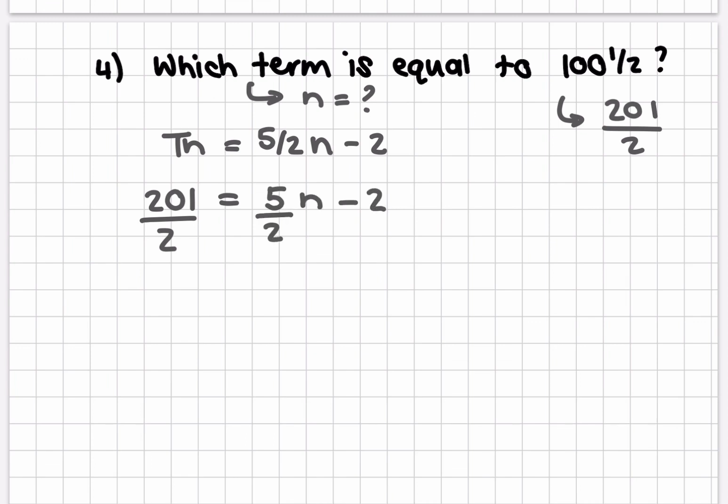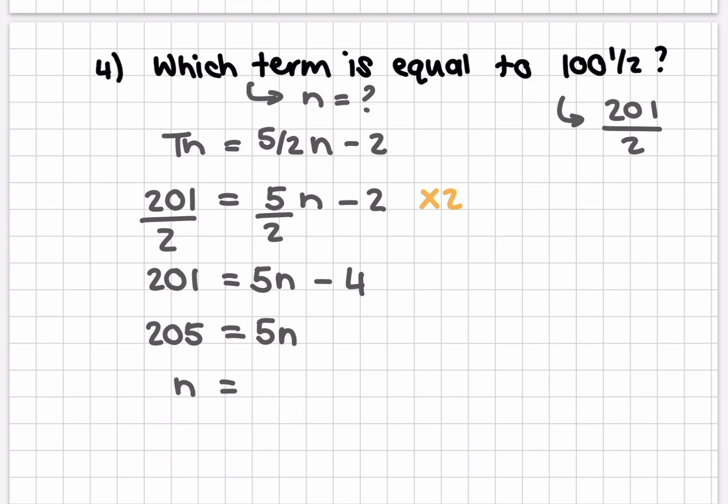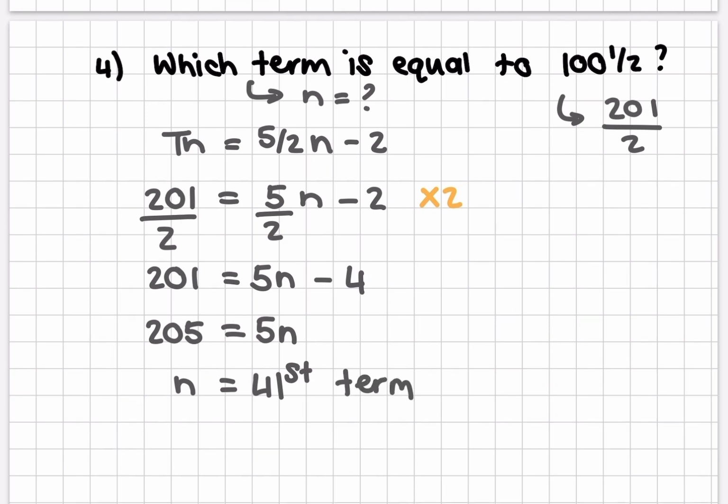We can get an LCD here and say 201 is equal to 5n minus 4. So we've multiplied everything through here by 2. Once we've got this, we can solve for n. So when we take the 4 over, we end up with 205 equals 5n, and we divide by 5, and we get 41. So this is the 41st term that is equal to that.